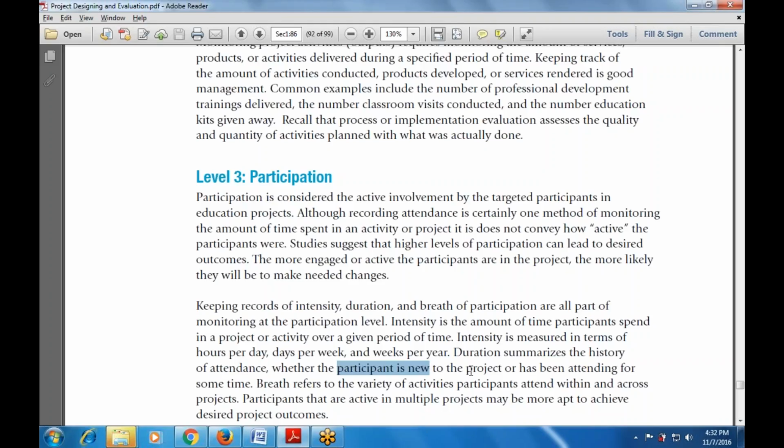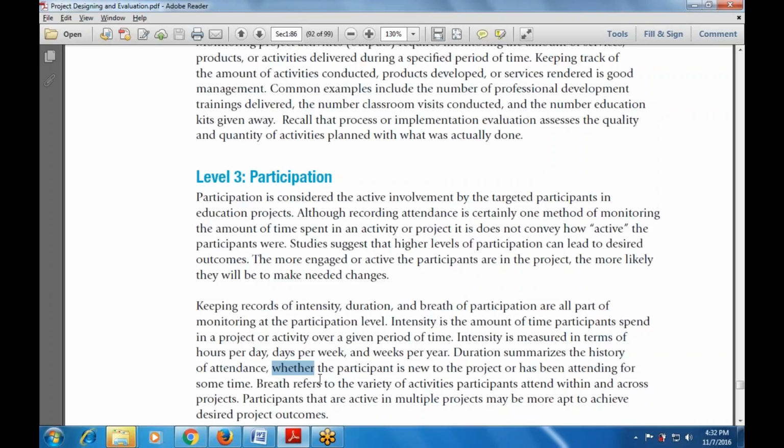Whether the participant is new to the project or has attended for some time, that is one of the categories. That is the duration. Duration means the timings. Then breadth refers to the variety of the activities, meaning the various activities that participants attend within and across the project.